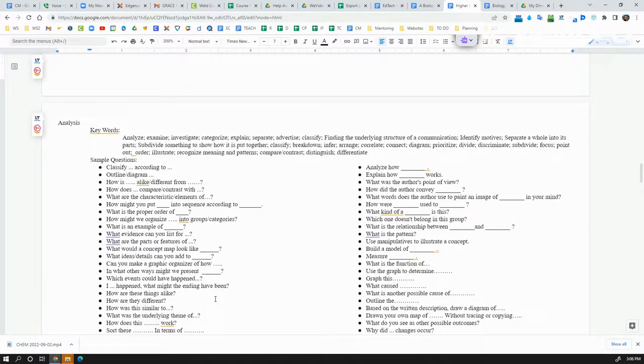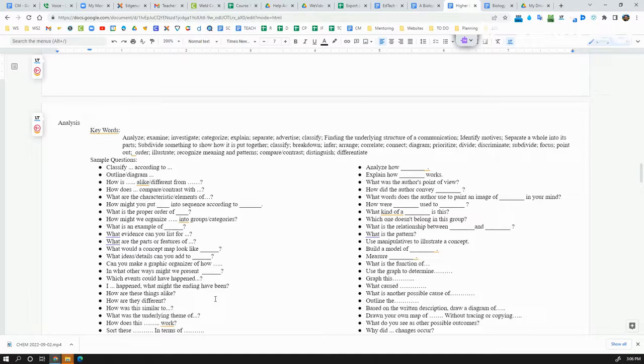So an example could be: classify organelles between the ones that have membranes and the ones that don't have membranes, and explain how they act different from each other. How is a mitochondria similar to a chloroplast? How are they different from a chloroplast?